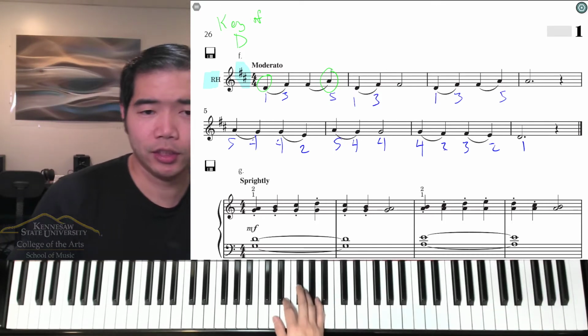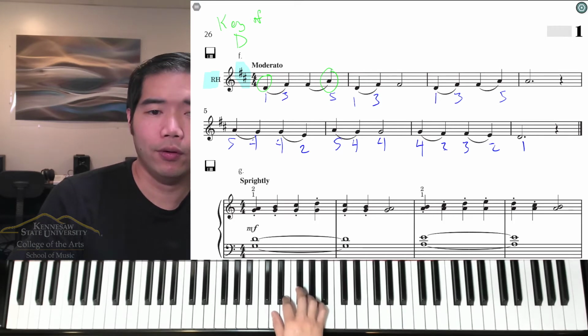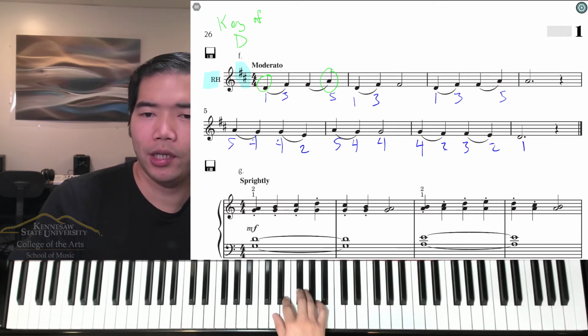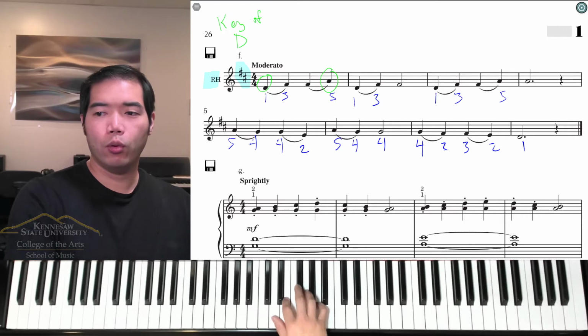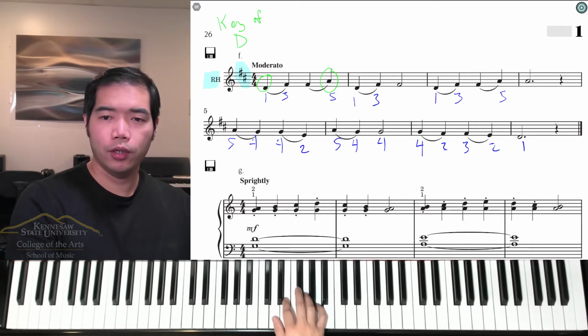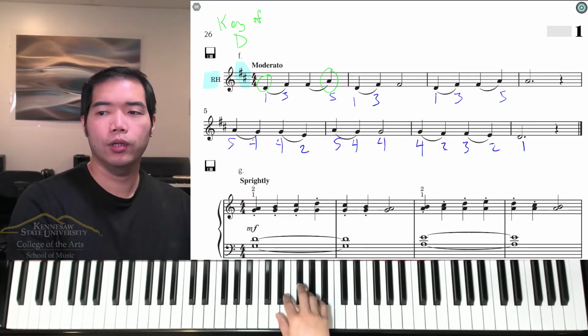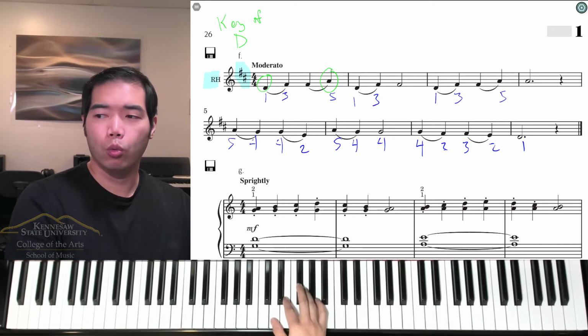So I'm in middle D position. 2, 3, 4. 1, 2, 3, 4.